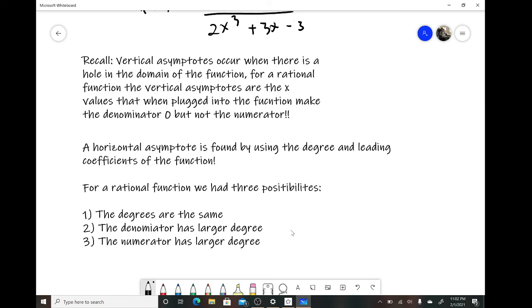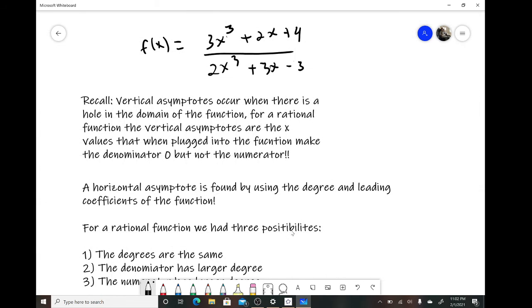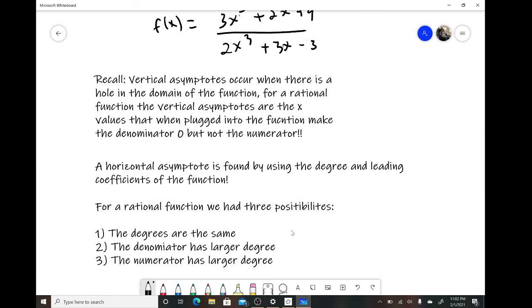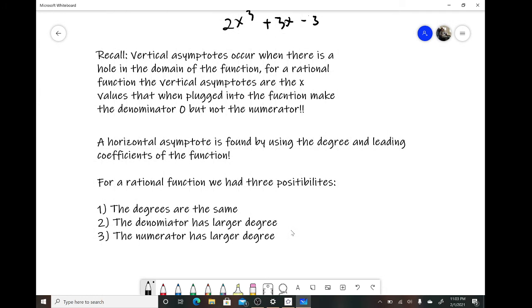If the degrees are the same, then the horizontal asymptote is simply the ratio of leading coefficients. If the degree of the denominator is bigger, then the horizontal asymptote is 0. And if the numerator has larger degree, then you have what's called a slant asymptote. And those are a little bit more tricky to actually compute.